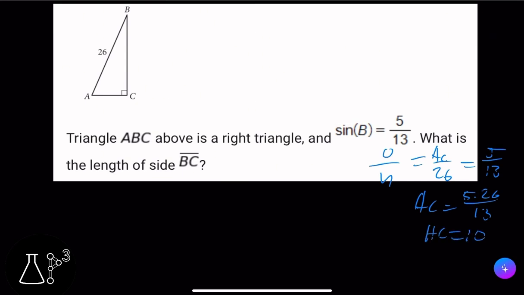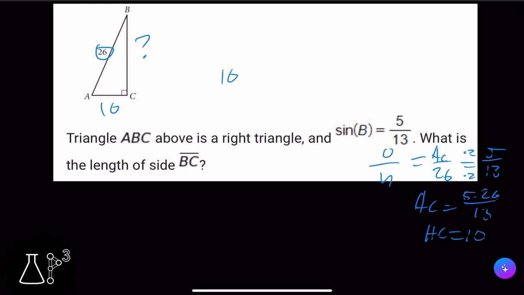But if we look at it, I can do 13 multiplied by 2, so if I do 5 multiplied by 2, I'm going to get 10 as well, right? So AC equals 10. But we're not looking for that. We're looking for BC. But how can I look for BC, right? Pythagorean theorem, because we're given two side lengths. To find BC, all I have to do is a squared plus b squared equals c squared. And remember, we're given the hypotenuse this time around, and the hypotenuse is c. So we're not looking for c, we're looking for b.